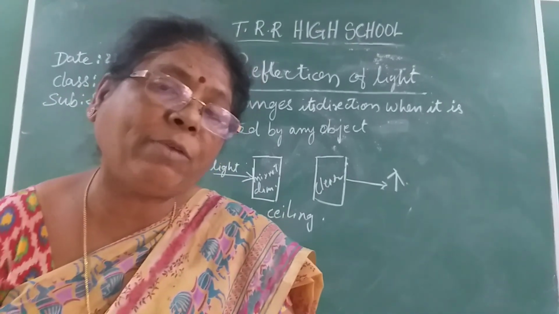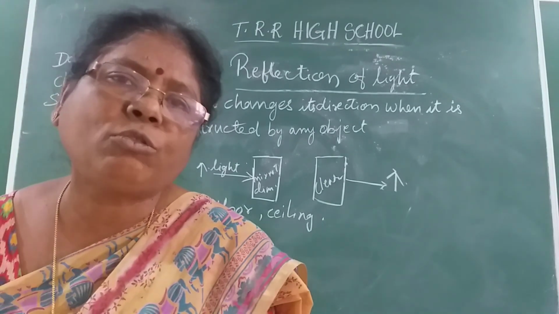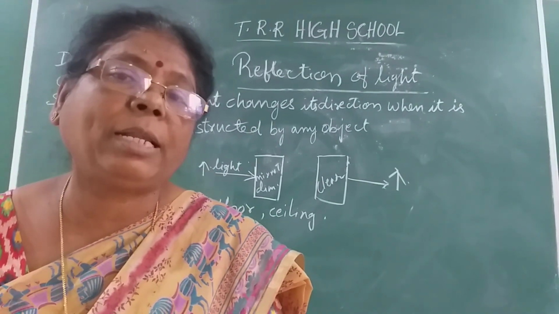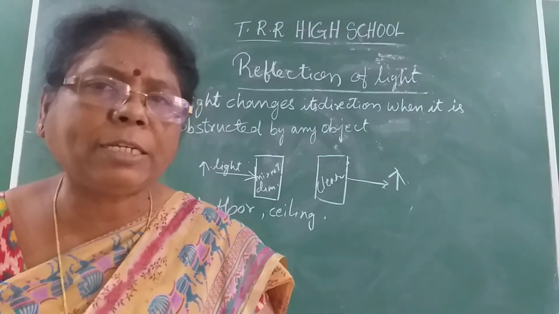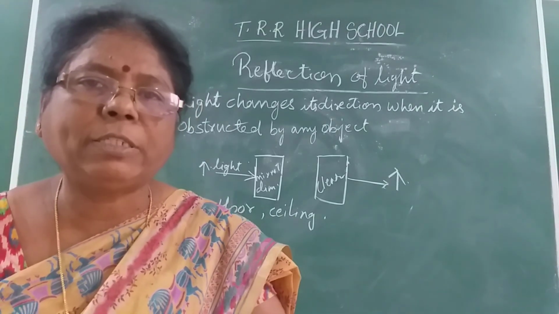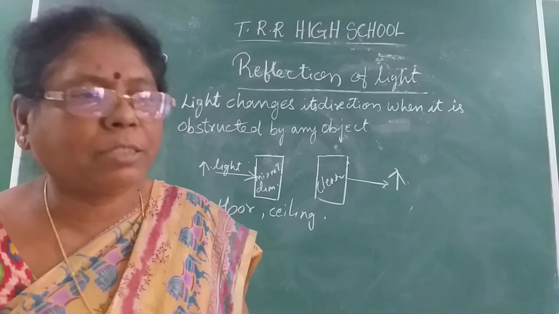In our day-to-day life we are seeing every object, but what is important? A source of light is very important to see the object, whether it is sunlight or any other source of light, we can see the object.